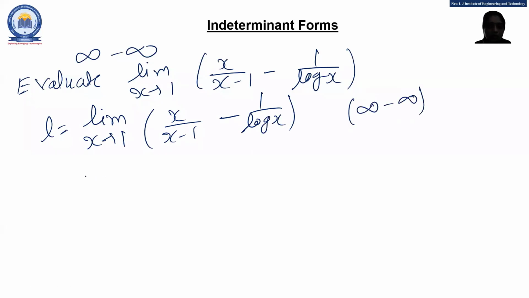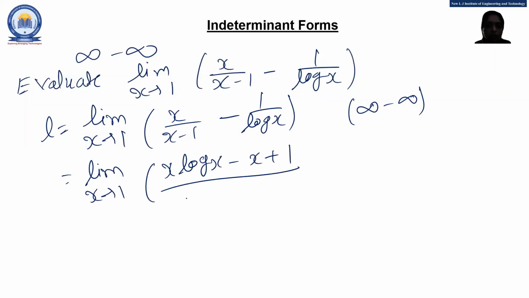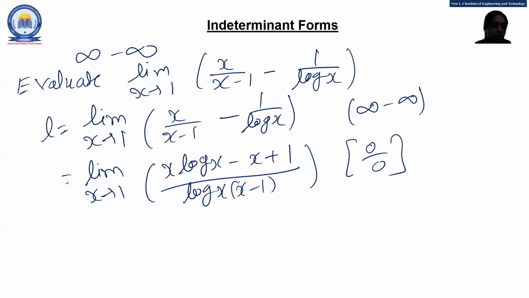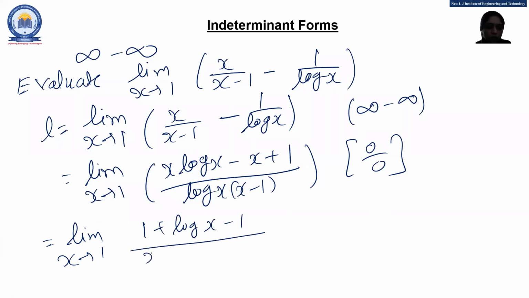So by taking the LCM, limit x tends to 1 of (x log x minus x plus 1) upon log x into (x minus 1). So this is now the 0 by 0 form, and as this is the 0 by 0 form, we are applying L'Hospital rule. After applying L'Hospital rule, in this case, that is (1 plus log x minus 1) upon (x minus 1) upon x plus log x. That is the derivative of the numerator in the numerator and the derivative of the denominator in the denominator, right?